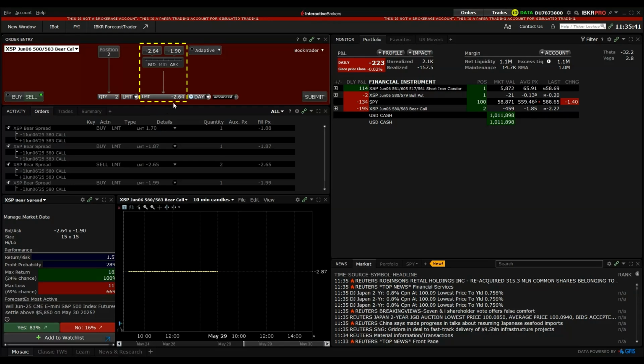In the yellow dashed box, the top half shows the current market bid-ask range, which is -2.64 to -1.90. This means our limit price should fall within that range. The bottom half shows LMT -2.64, which is the place we're going to enter our price. LMT stands for limit order, meaning we'll only accept a fill at our stated price or better. Mosaic's default price is -2.64, but clearly this is not ideal.